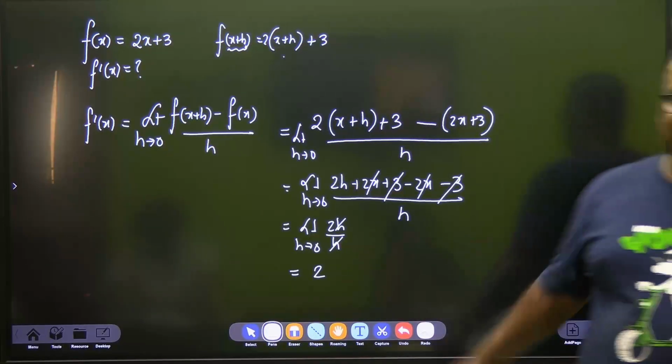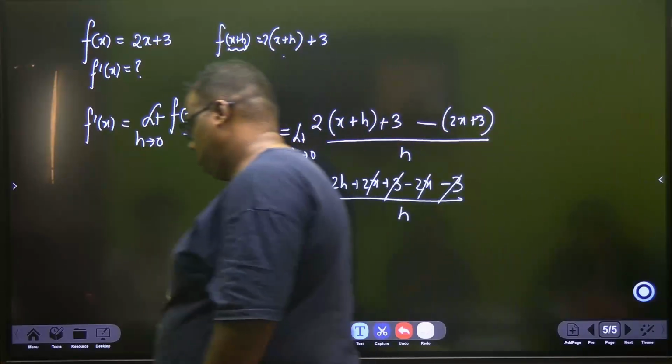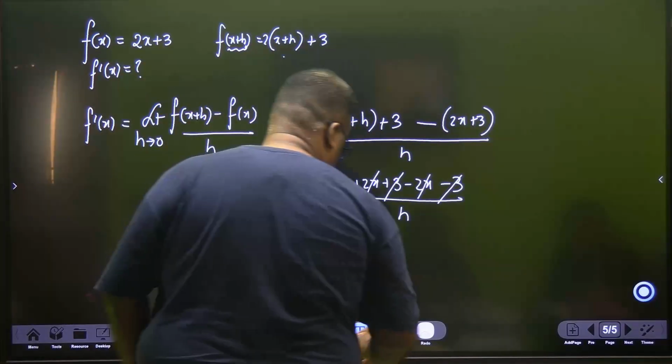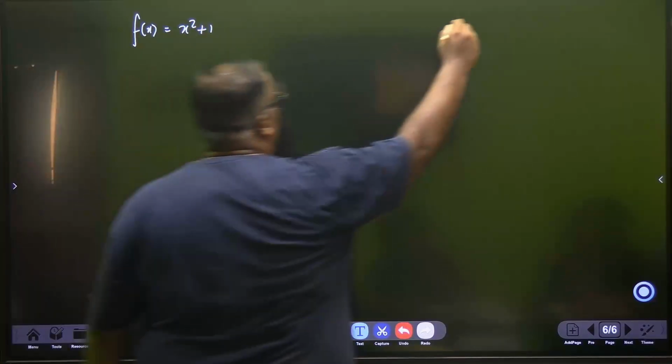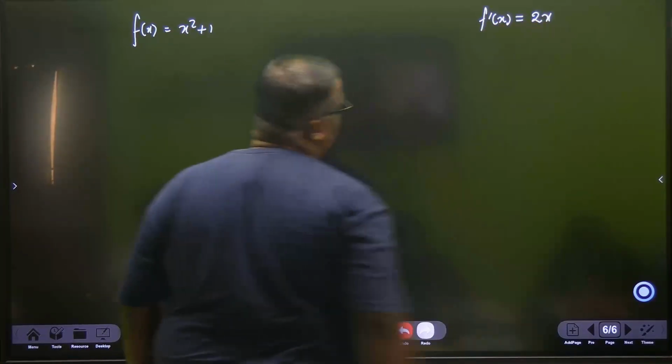This is by the grind method. By Mixi, you will solve it in one line. Shall we do one more? f of x is equal to x square plus 1. Children, when you will be doing by Mixi method, you will straight away say that the answer is 2x.